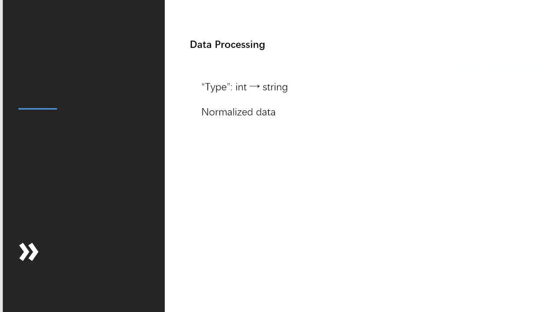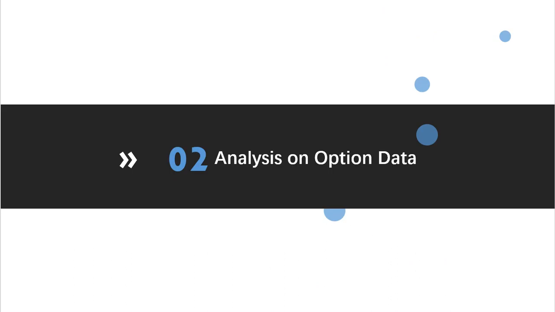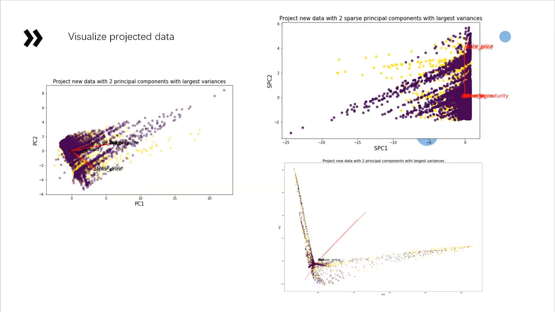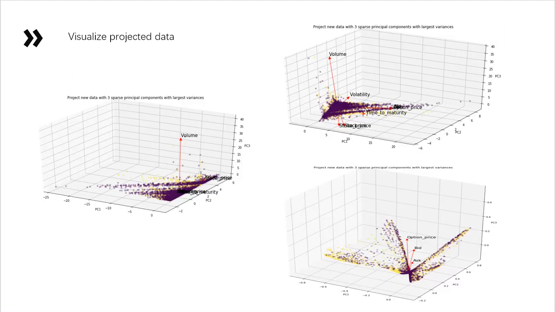Then we apply six dimension reduction methods to the option dataset. There are two types of options in this dataset, call and put. First, we set the type variable as a binary target and implement dimension reduction on the whole dataset. We found that these six methods did not perform well for detecting types of options.